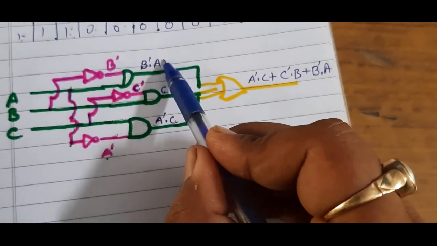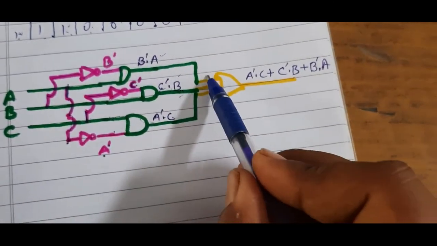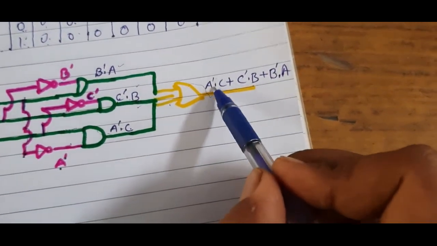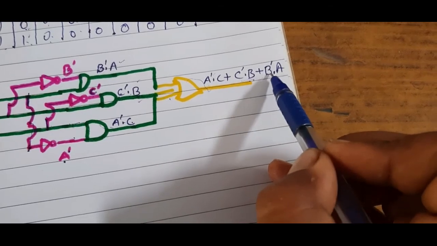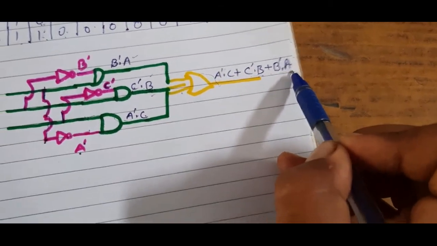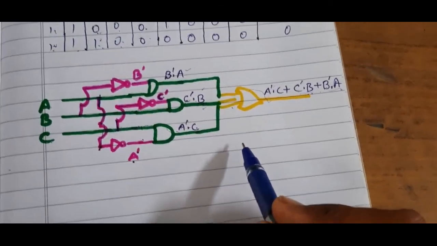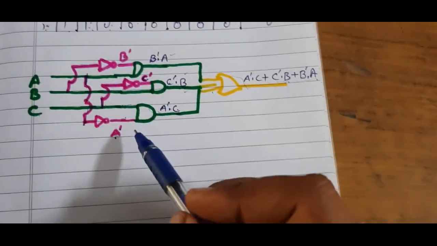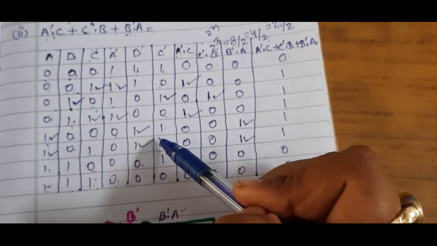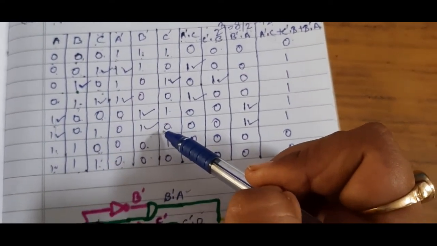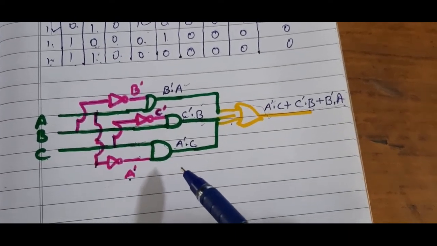After that, when these 3 outputs pass through the OR gate, we will get NOT A C, NOT C B or NOT B A. So this is the logic gate of the given equation. So like this, if any equation comes, we have to create the truth table and the logic gate like this. Okay, thank you.